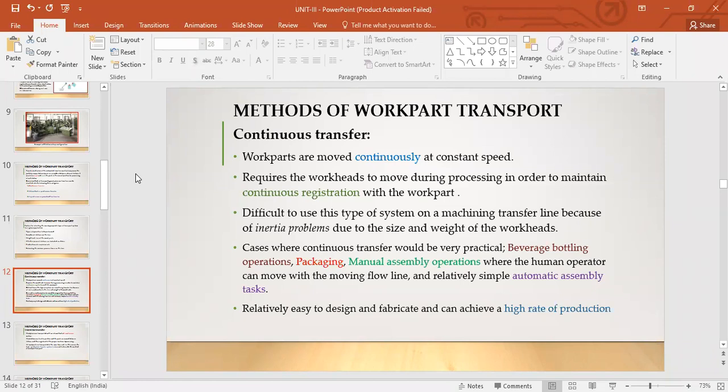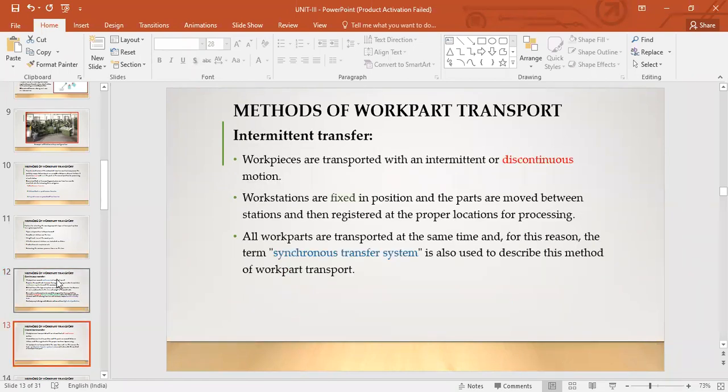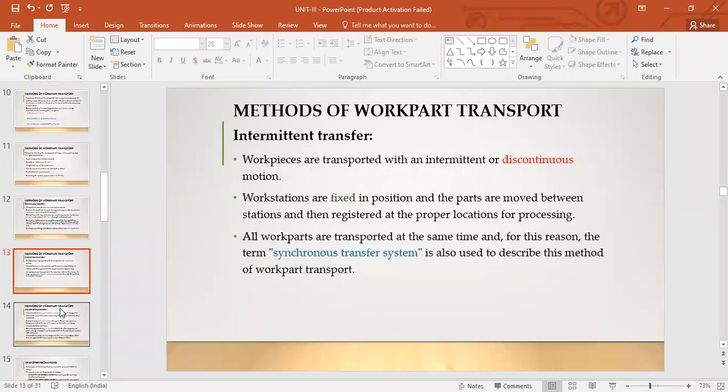Okay, we'll see a video regarding that, but first let's discuss the three categories of it. Intermittent transfer: workpieces are transported with an intermittent or discontinuous motion.